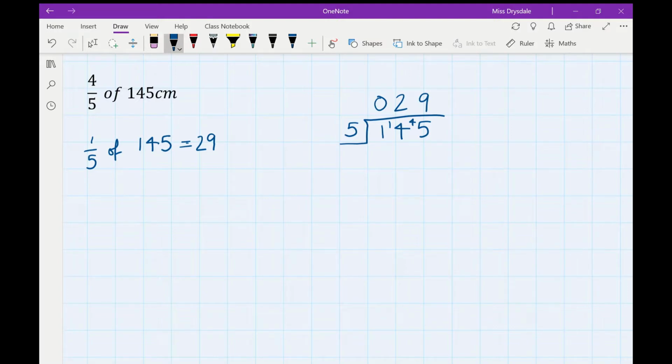We are now wanting to find 4/5. So if we know what 1/5 is, we're now going to times that 1/5 by 4. Again, if you don't know what that is straight away, no problem at all. We can just write out our normal calculation, and we're timesing by 4. 4 times 9 is 36. 4 times 2 is 8, and add on the 3. So our answer here is 116 centimetres.